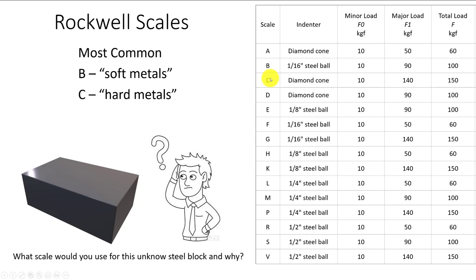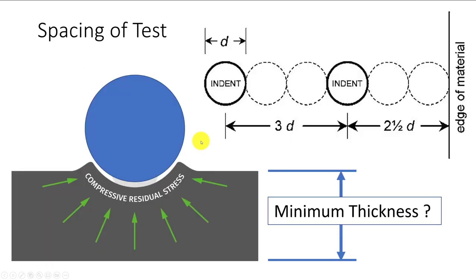Now here's a list of a lot of different scales within the Rockwell area, and it shows the loads with the minor and the major for the total load applied. So here's our B, 16th inch ball, minor load is 10, combined is going to be 100 kilograms, so we would have to set the machine for that. C is going to be a diamond cone with 150 kilogram load. Know those loads for the different indenters and the types of indenters for the different scales.